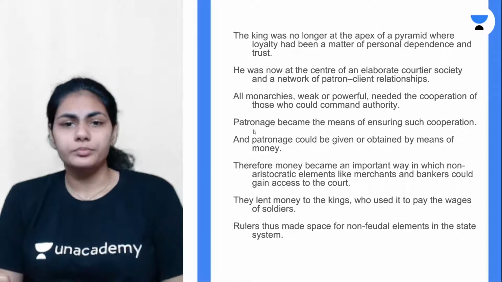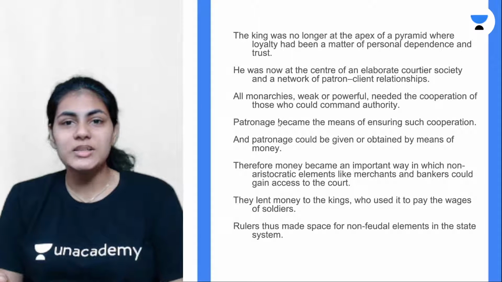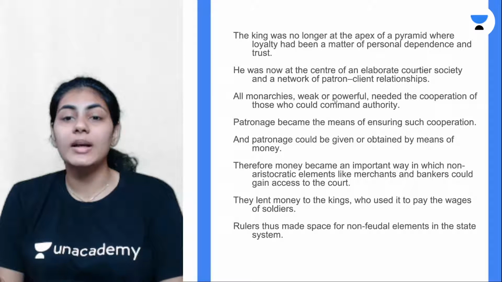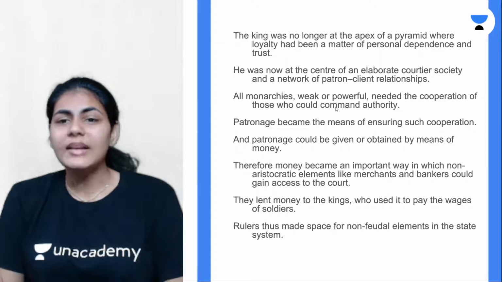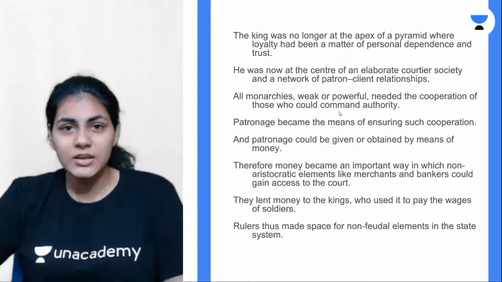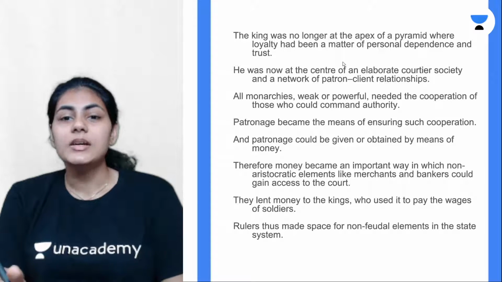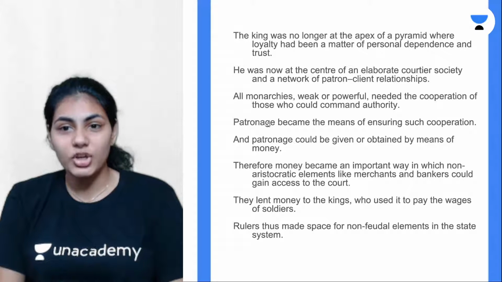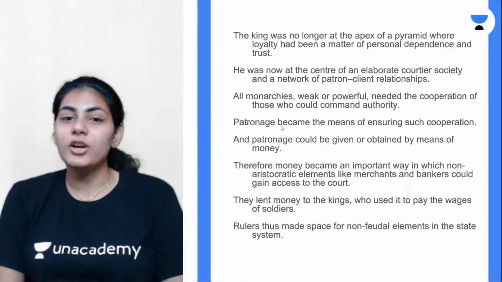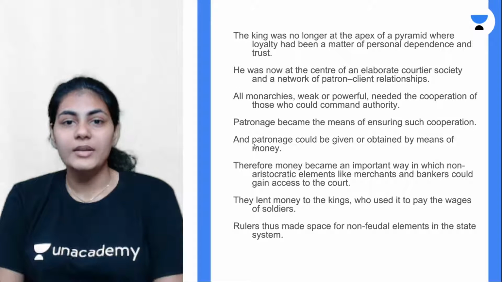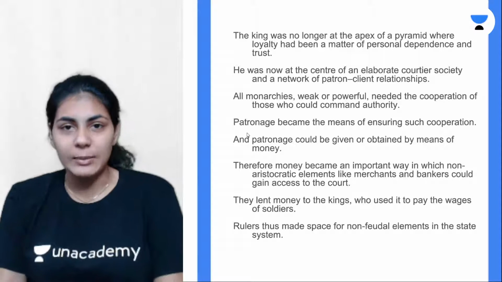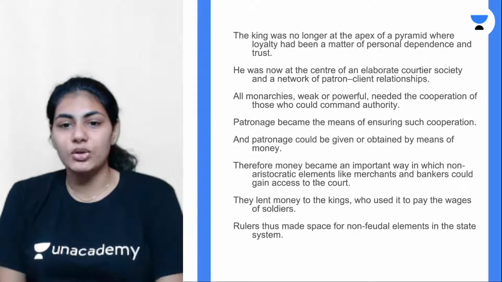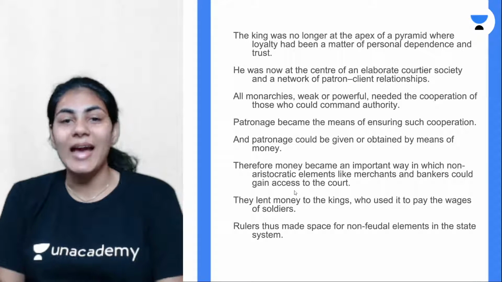So all the monarchies, all the rulers and empires, irrespective of whether they are weak or powerful, needed the cooperation of those who could command authority. Obviously without cooperation between different elements, it wouldn't be a success, right? So the element of cooperation is very, very important to exert authority. And how is that ensured? It is ensured by means of patronage. Patronage, you all know, is favoring somebody, right? So money became an important way in which non-aristocratic elements like merchants and bankers could gain access to the court.